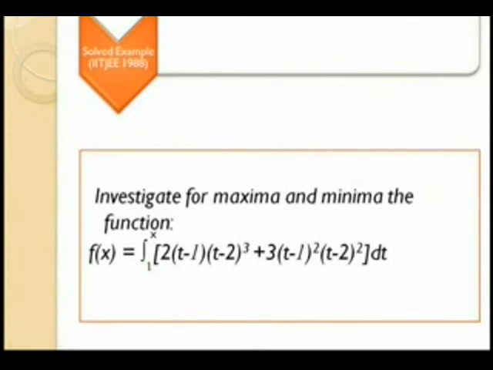This problem appeared in 1988, and it says that investigate for maxima and minima of the function f of x equal to integral of 2 into t minus 1 into t minus 2 whole cube plus 3 times t minus 1 whole square into t minus 2 whole square dt from 1 to x. So again here we see that the limits are functions of x, and also in this problem we have to investigate the maxima and minima of the function f of x. So let's see the solution of this.